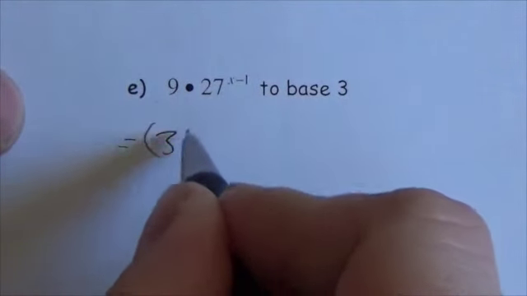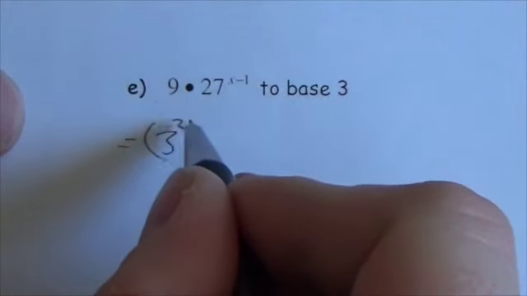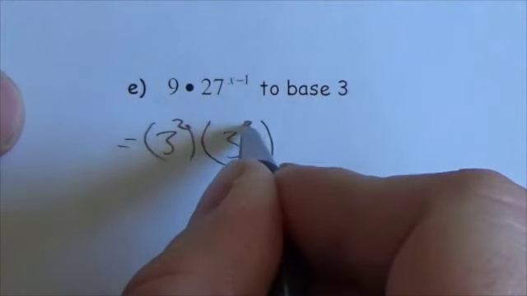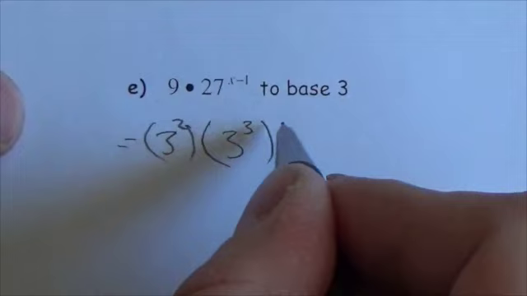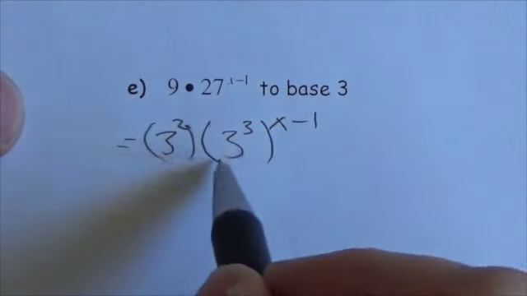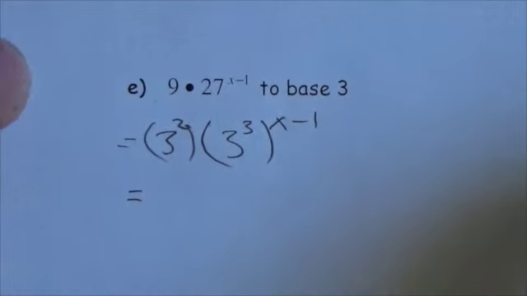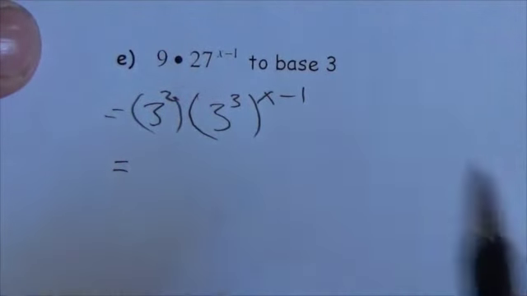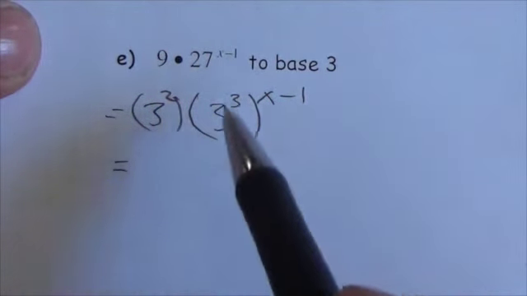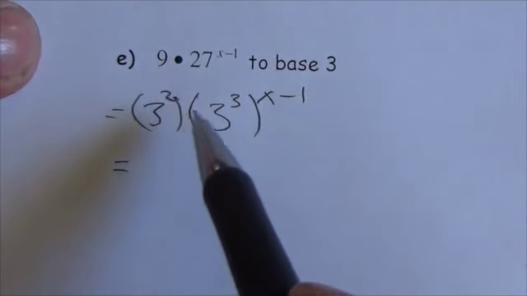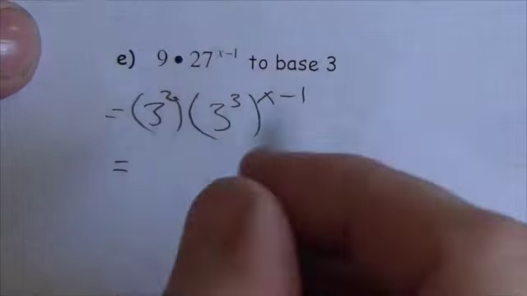So first of all, 9 is 3 squared. Okay, 27, I'm going to play with that a little bit, but that's going to be 3 cubed. And so it's 27 to the x minus 1. So it'll be 3 cubed to the x minus 1. As with the previous questions, when I've got a power of a power, I got to deal with that first. I got to deal with the exponent here before I deal with the multiplication between the powers.